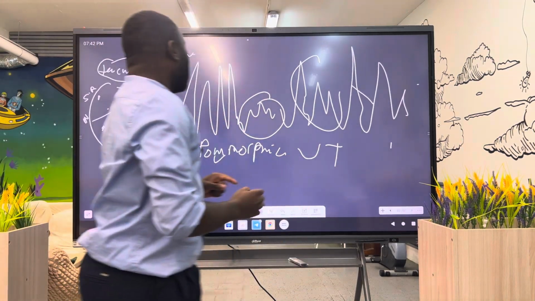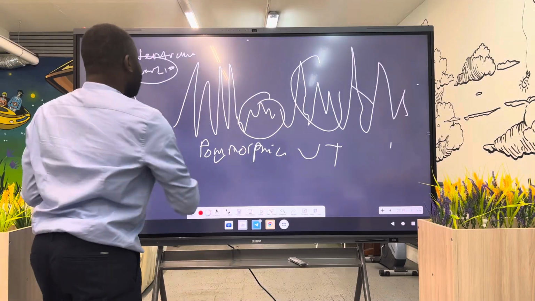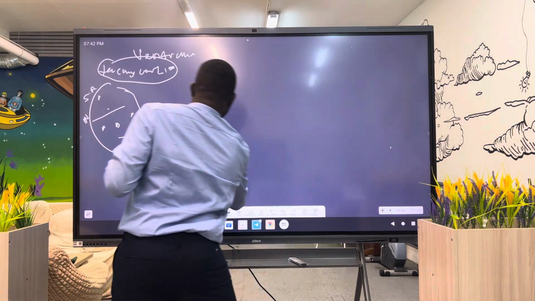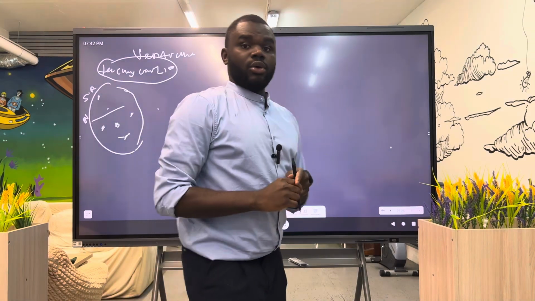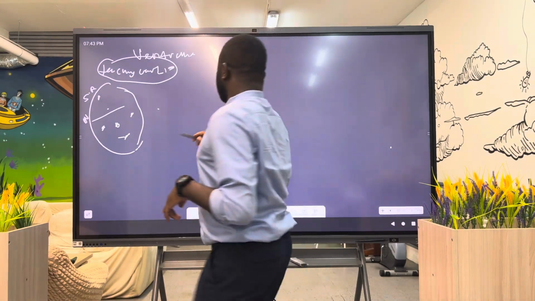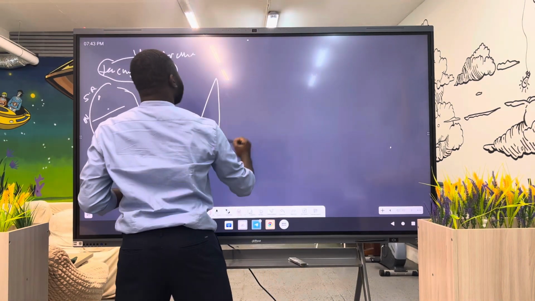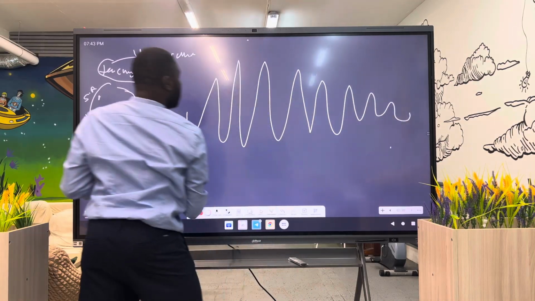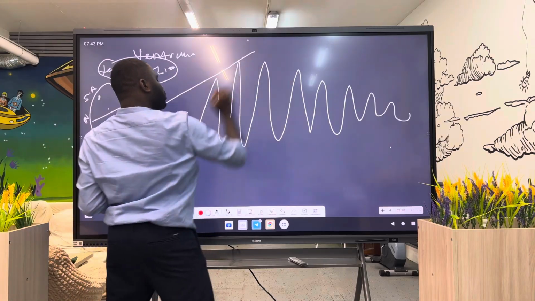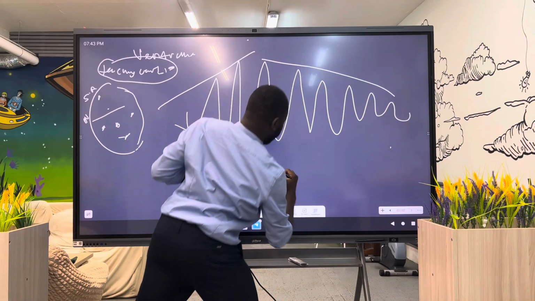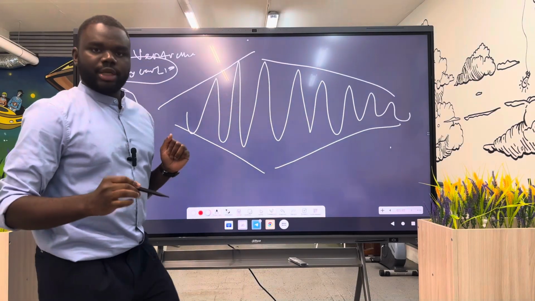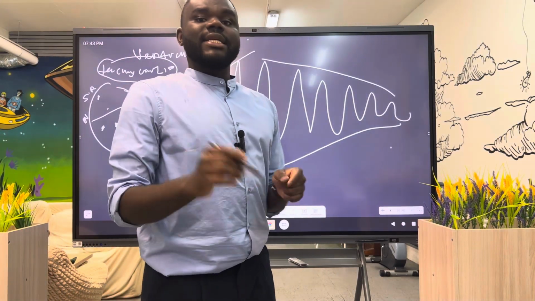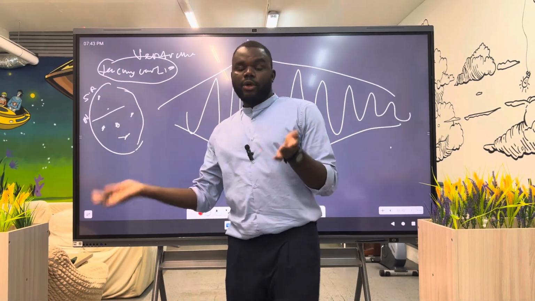Polymorphic VT. Under polymorphic VT, there is another one which is very important that we need to know. Why? Because this one is very beautiful. This one has what we call the spindle shape effect, like this. It looks like a spindle shape. This is a type of polymorphic ventricular tachycardia. This is known as torsades de pointes.